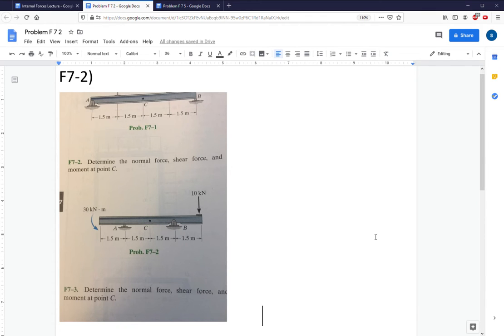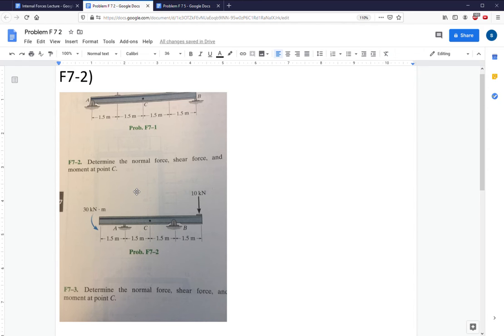Problem F7-2. Determine the normal force, shear force, and moment at point C. So, on this beam, we have two applied forces, this 10 kilonewton downward force on the right-hand side, and a 30 kilonewton meter applied moment at the left-hand side.